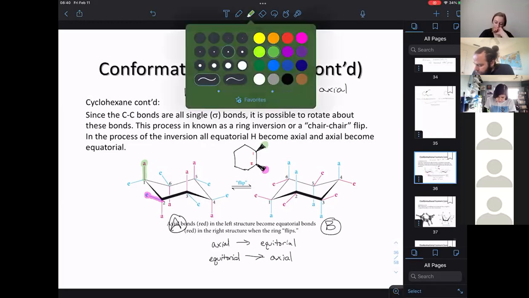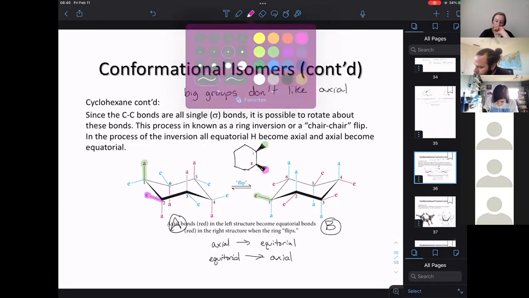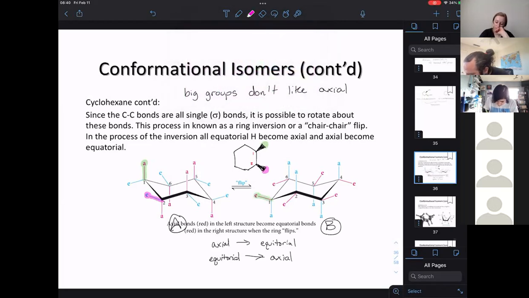So then when we flip, this bond becomes equatorial, and this bond in pink becomes axial. So every time you flip, equatorial becomes axial, axial becomes equatorial. So which one of these two structures is going to be preferred? Which one of these conformations is more stable, A or B?